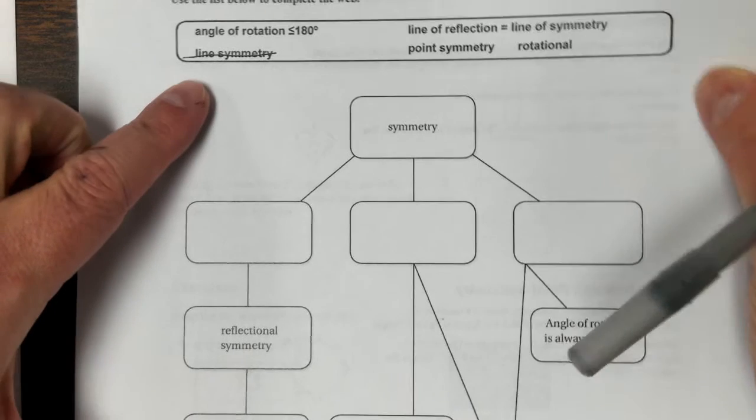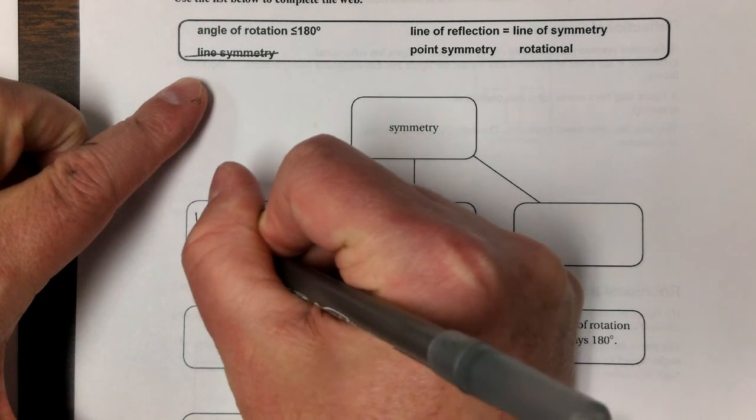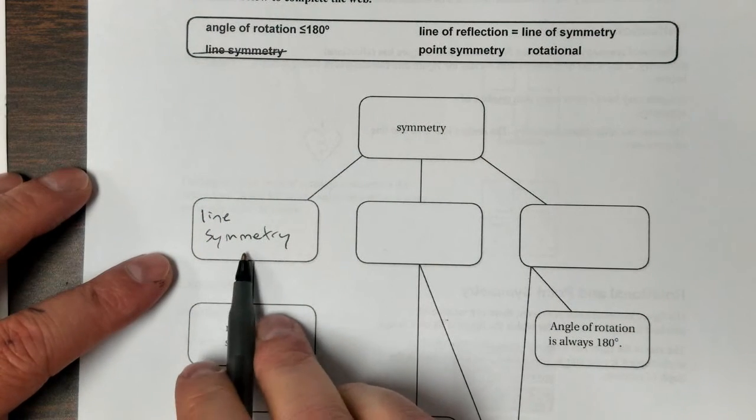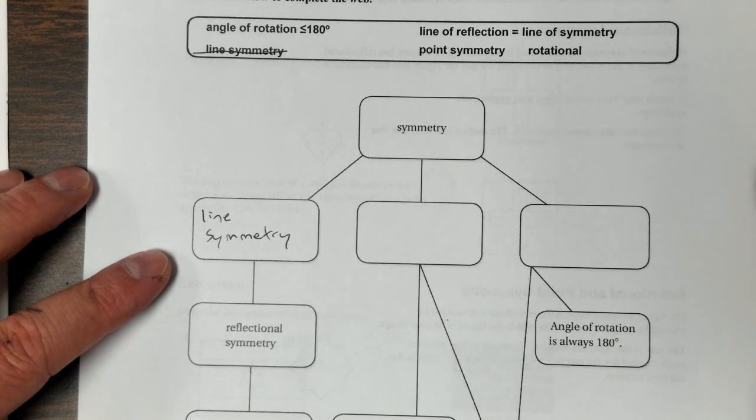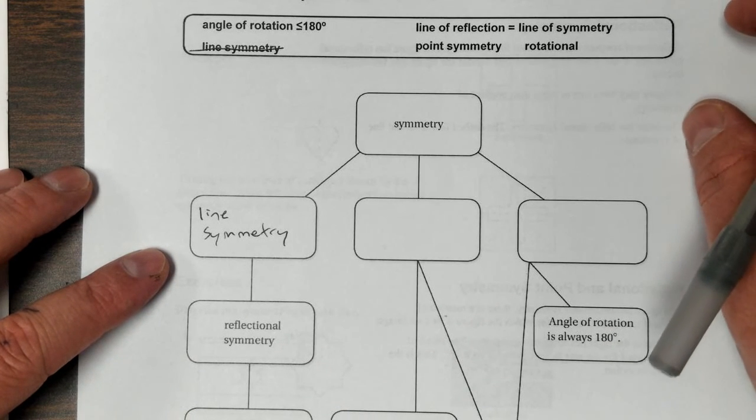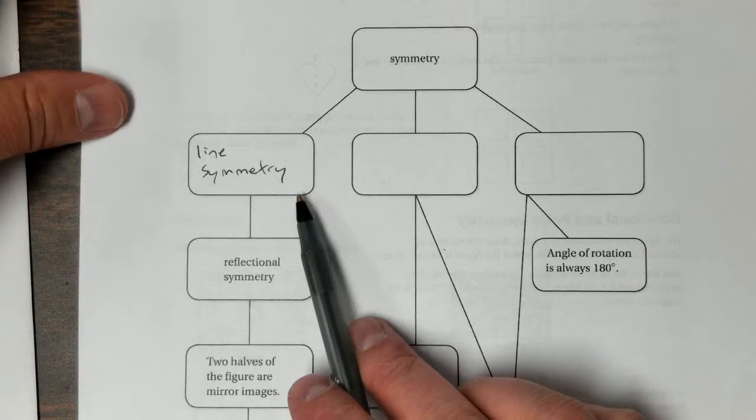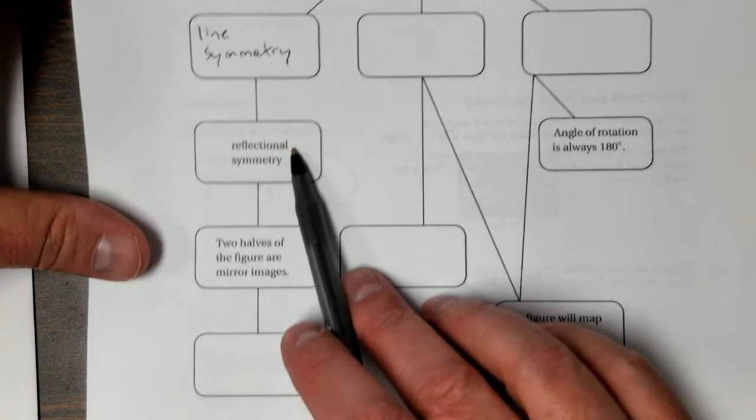So there's the spelling, line symmetry. It has 2 M's in it. Line symmetry, and no I's. They're Y's instead. Okay, so when we talk about line symmetry, another word for it is reflectional symmetry.